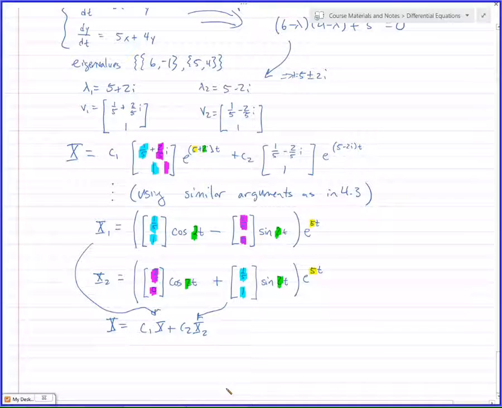Yes, sir. Notice all I really care about is this right here, because these are just the conjugates. Remember the word conjugate? Just change the middle sign. 5 plus 2i, 5 minus 2i. 1/5 plus 2/5 i, 1/5 minus 2/5 i. So I just need one of those to get all the pieces that I need to build this solution. Okay?